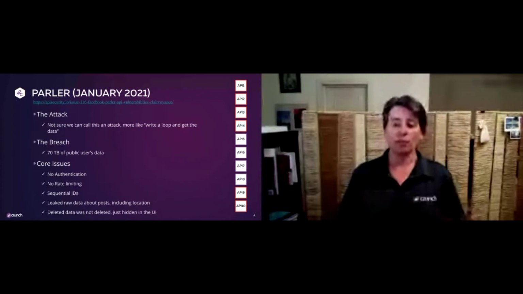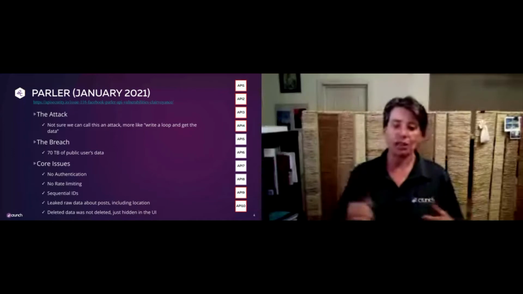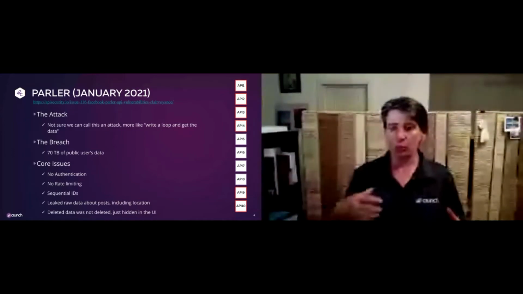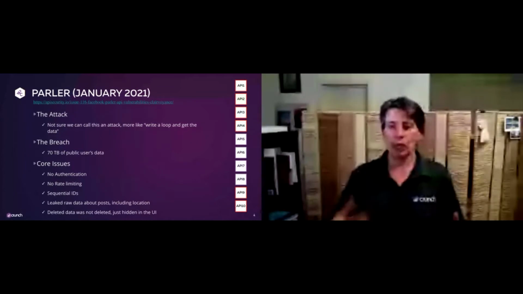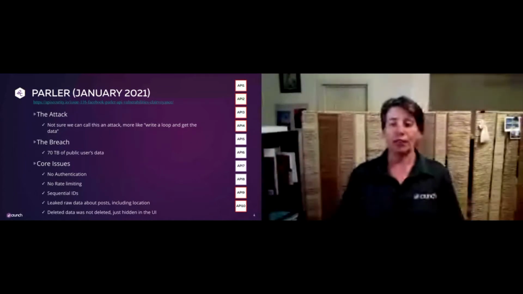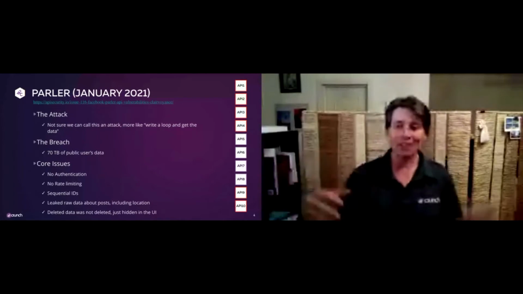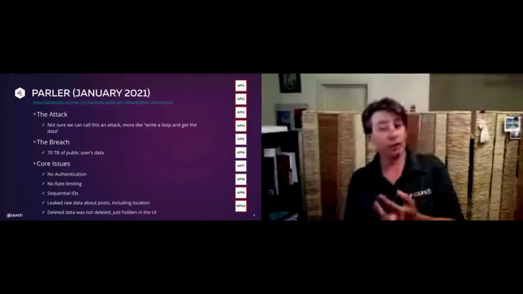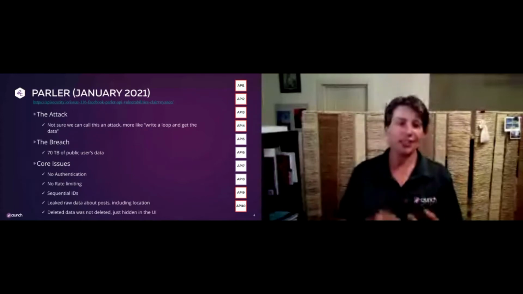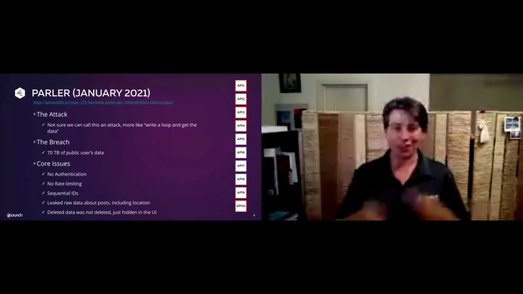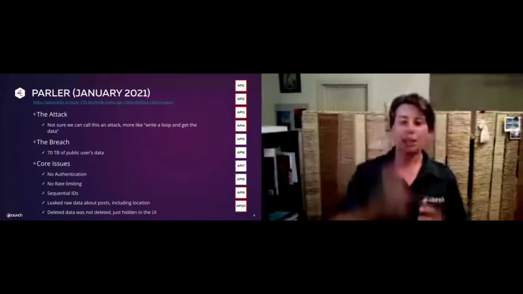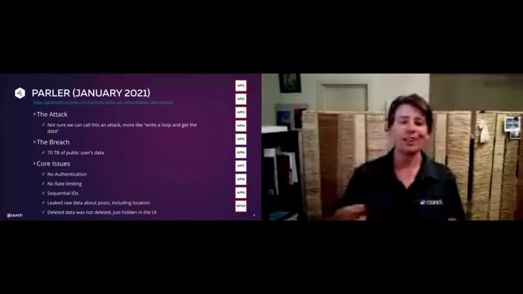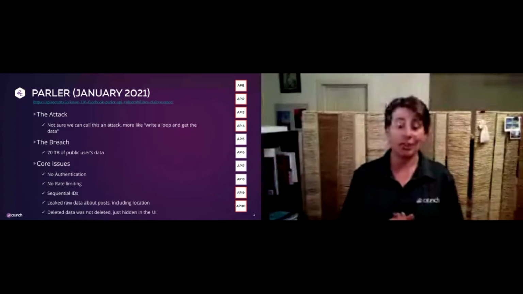There was no rate limiting, and this was also using sequential IDs. What that means is every single record of a post within that social network would have an ID, let's say 123, and the next one would be 124, and the next one 125, etc. You get the picture. So if I have zero authentication, no rate limiting, and sequential IDs, it's very easy to write a little engine that will just poke at the API and say +1, +1, +1, and that's how they got the 70 terabytes of data before the system was brought down, right?